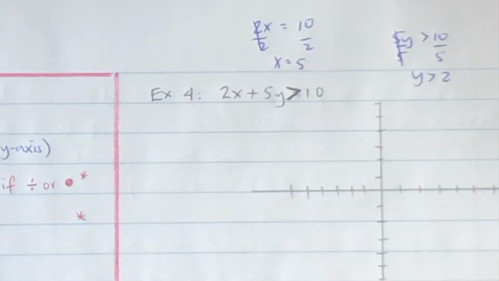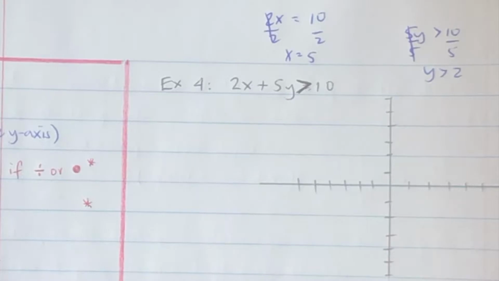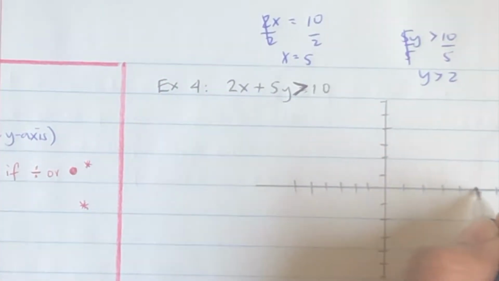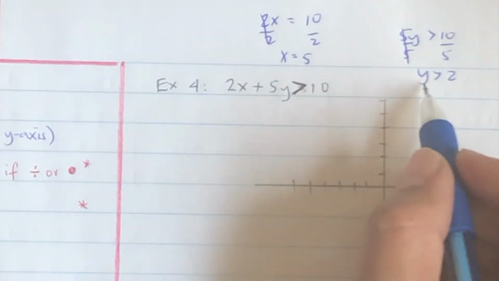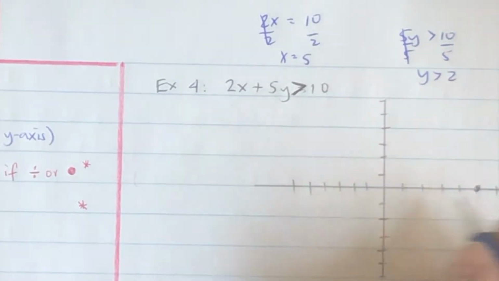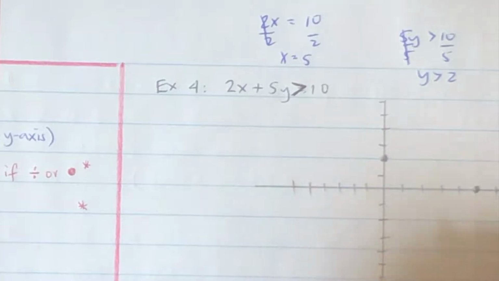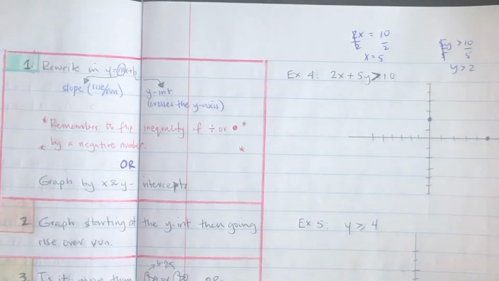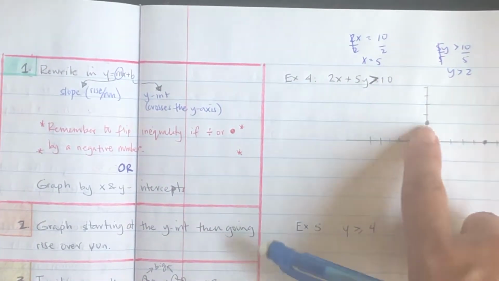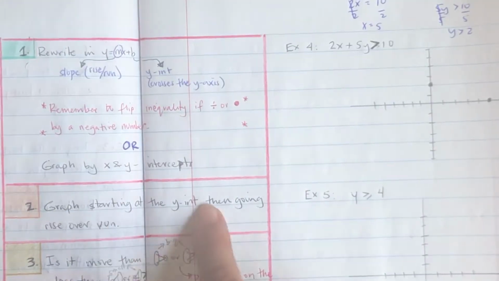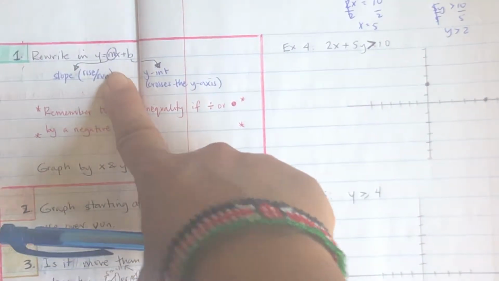So x equals 5 is a dot. 1, 2, 3, 4, 5. X equals 5 is a dot. Y equals 2 is a dot. Okay. Now the graph starting at the, oh, we don't need to do that because we didn't do y equals mx plus b.